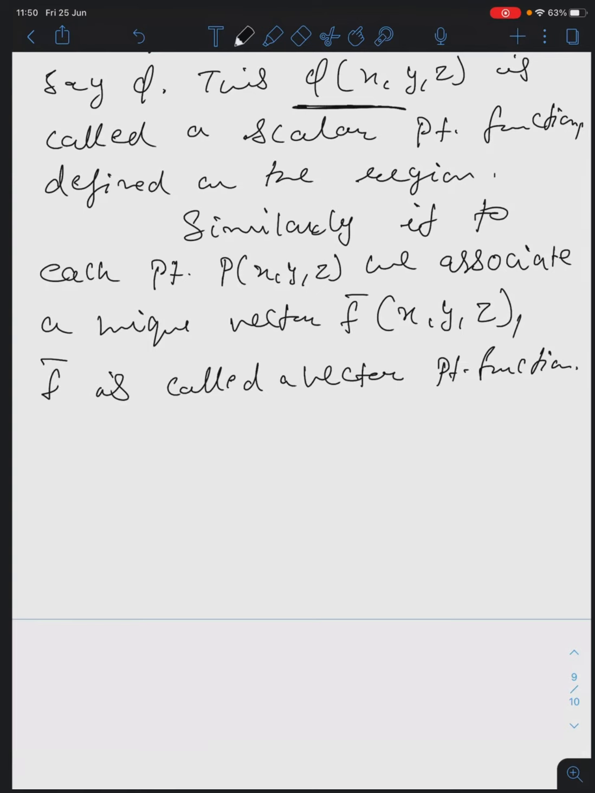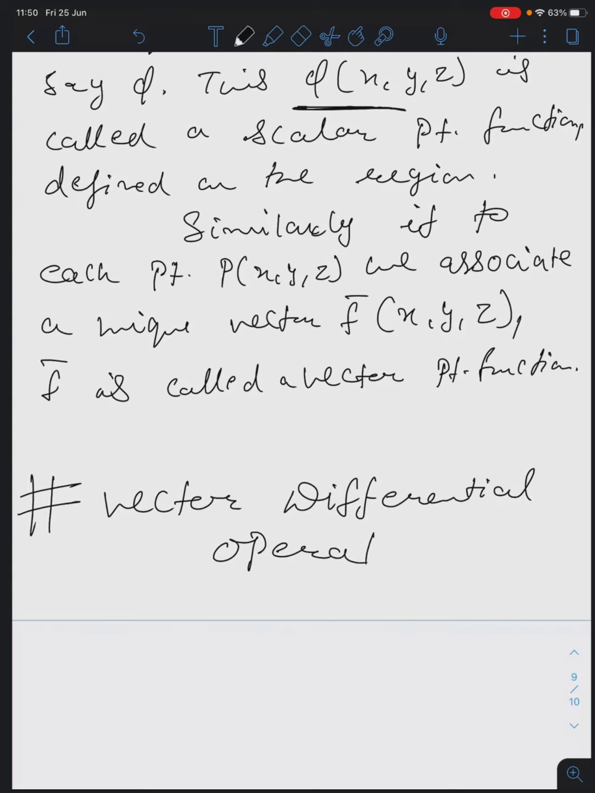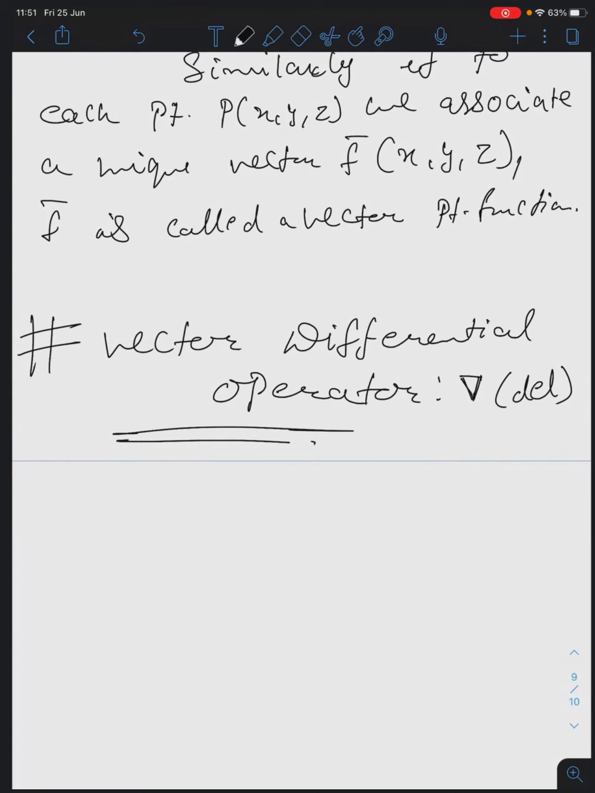Now let us see the actual one. Here onwards your subject starts, that is the vector differential operator. A new operator you are going to learn today is called the vector differential operator, denoted by this reverse triangle. This symbol is called the vector differential operator, and you read it as del. Okay, understood? So this is an operator.